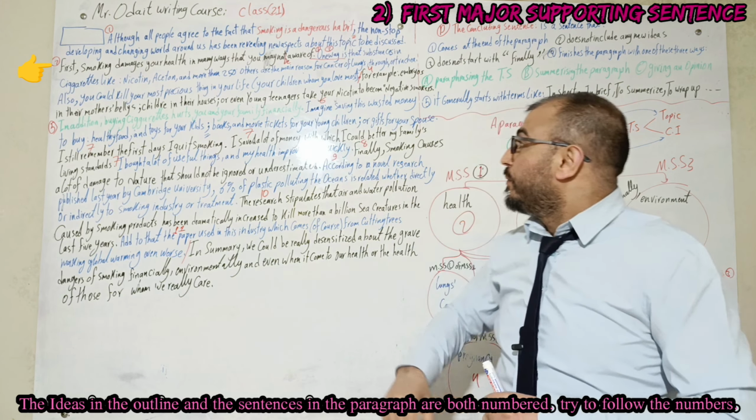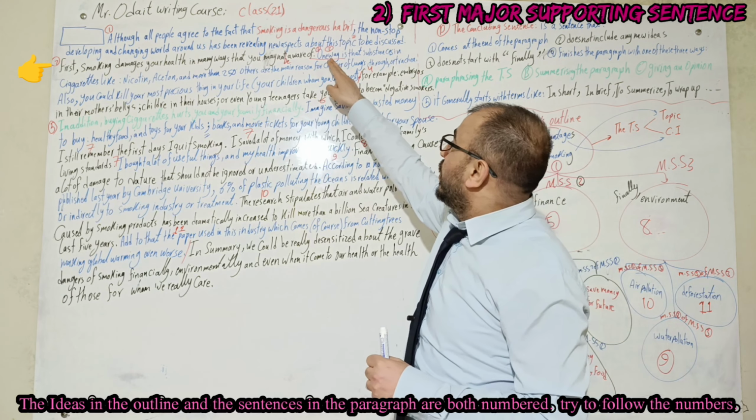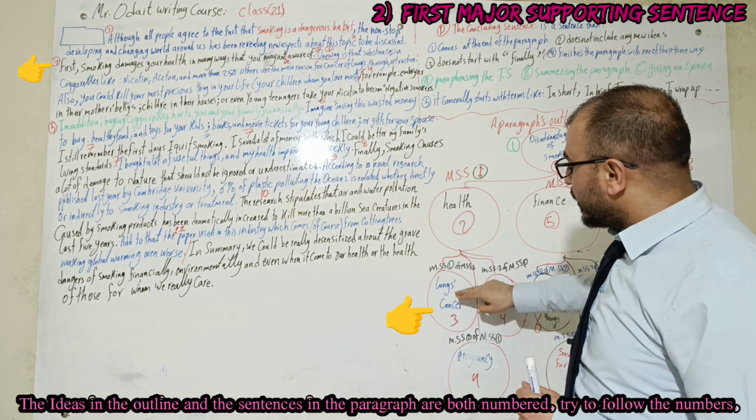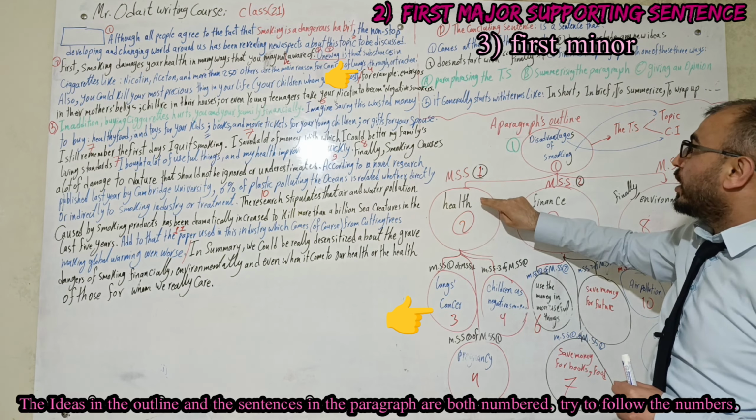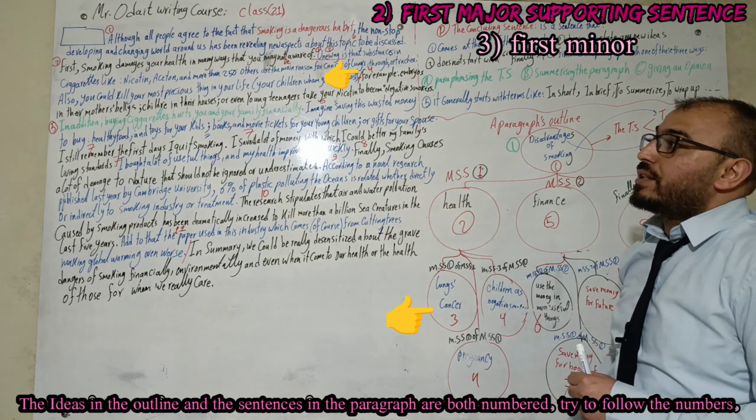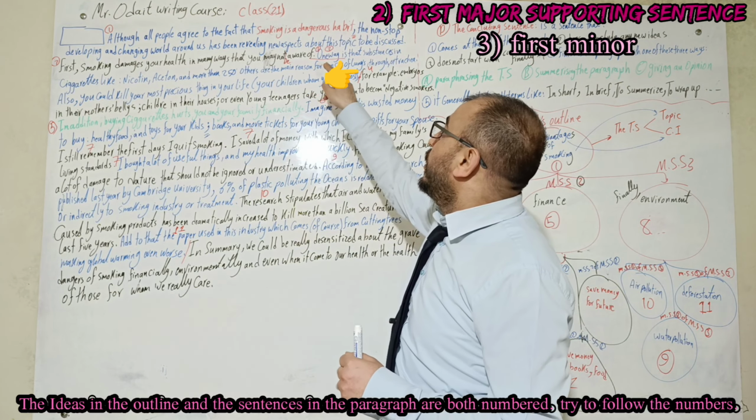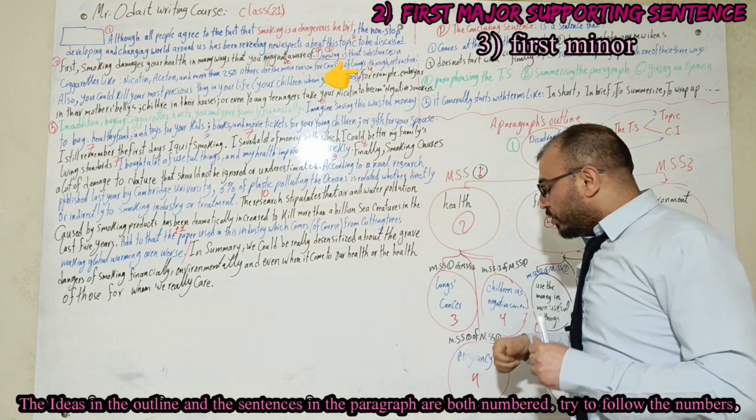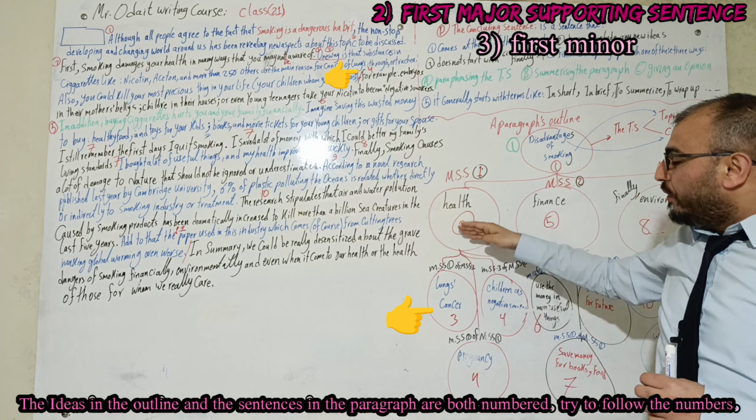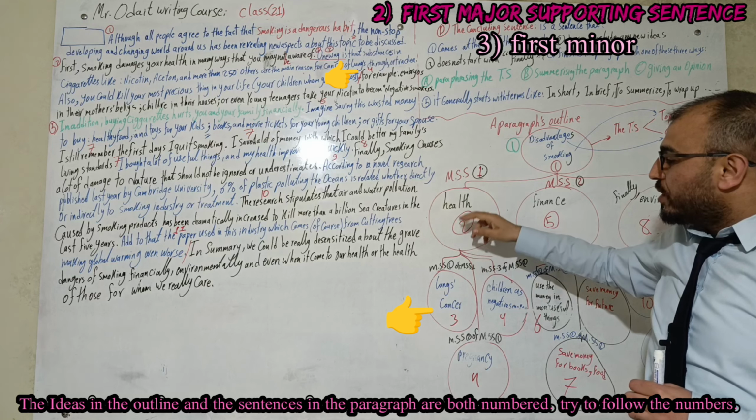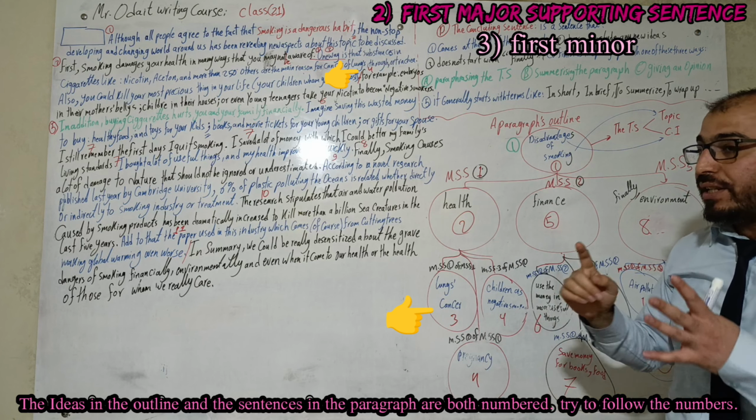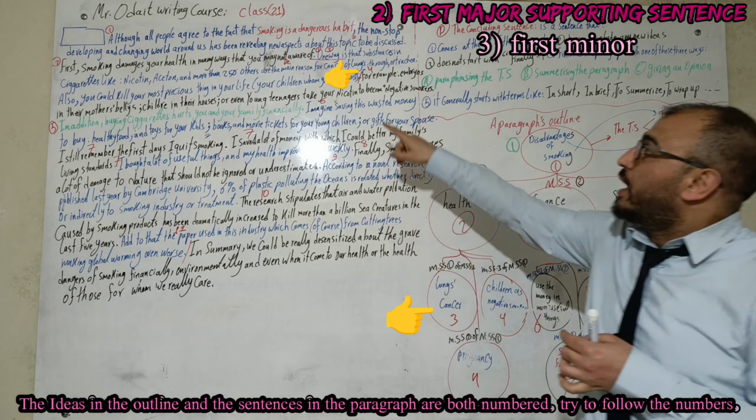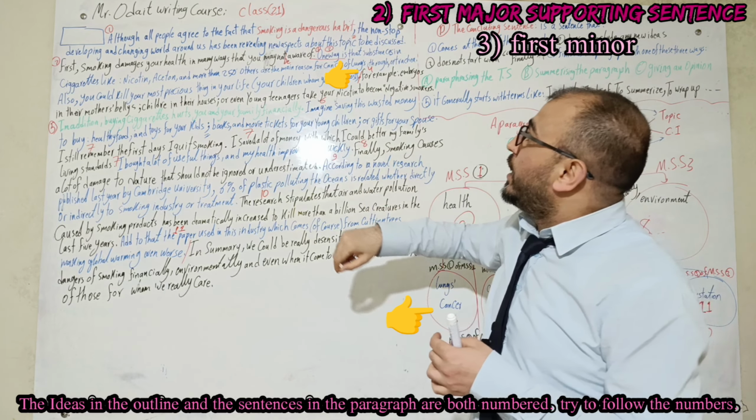In here, my friends, number 3, the first minor supporting sentence, which is lung cancer, which is more specific than health, which is related to the topic sentence, disadvantages of smoking. In here, as we said, my friends, before, we develop the major supporting sentence using minor supporting sentences. We have 4 ways. The first one is explanation. As you see here, this is an explanation.